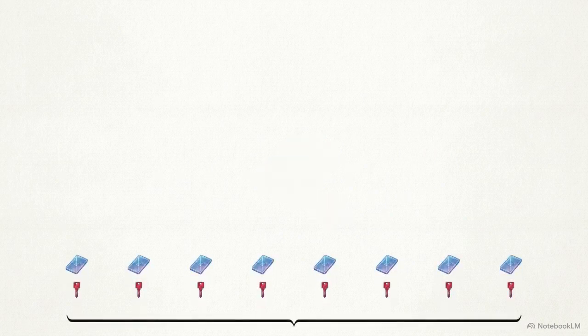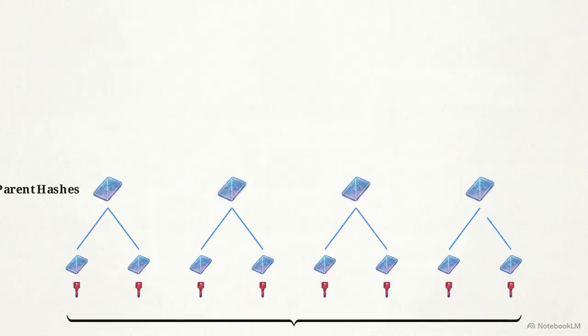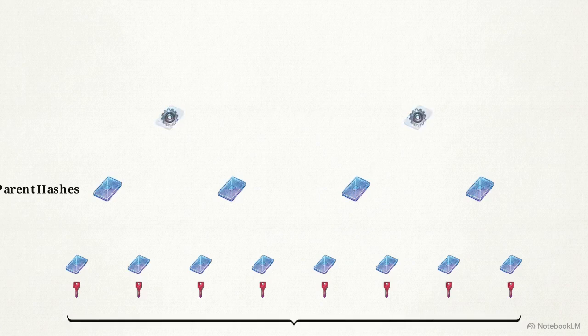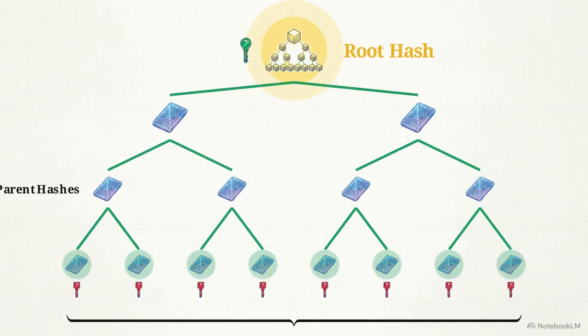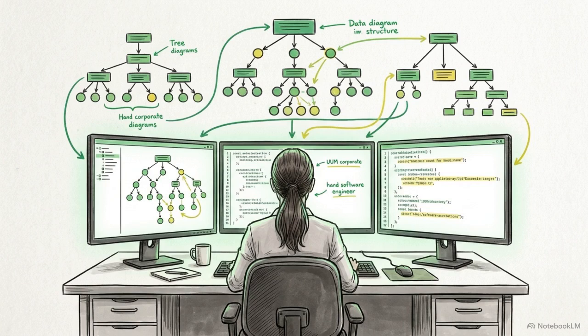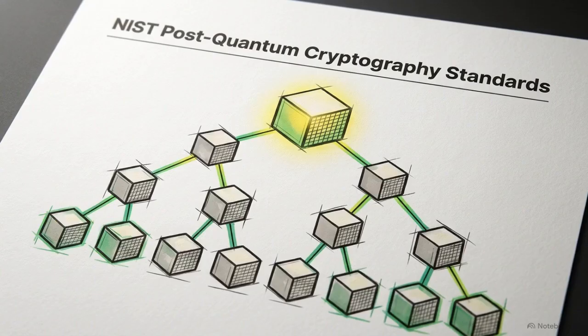We generate multiple single-use keys at the bottom as leaf hashes. We then hash them together in pairs to form parent hashes, cascading upward until thousands of individual keys are mathematically bound into one single, verifiable root hash. As future software engineers, you need to understand tree-based hash signatures right now. The National Institute of Standards and Technology is actively standardizing this exact architecture for post-quantum security.